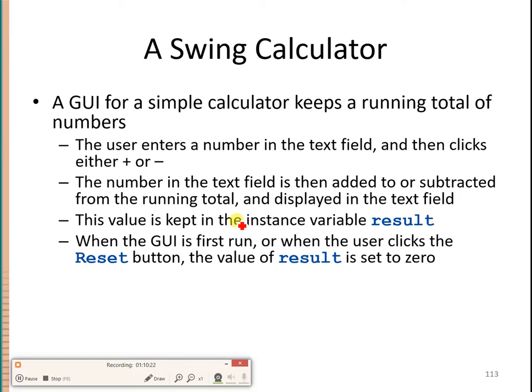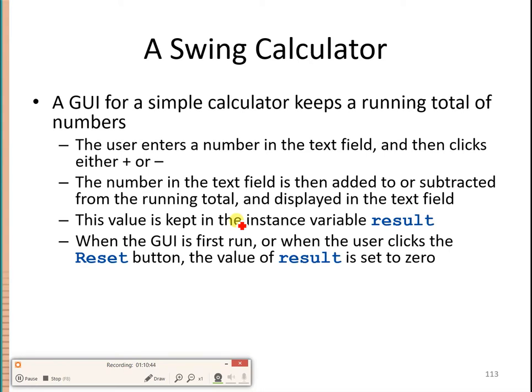A GUI for a simple calculator keeps a running total of the numbers. The user enters a number in the text field and then clicks either the plus or the minus button. The number in the text field is then added to or subtracted from the running total and displayed in the text field. The value is kept in the instance variable result. When the GUI is first run, or when the user clicks the reset button, the value of result is set to 0.